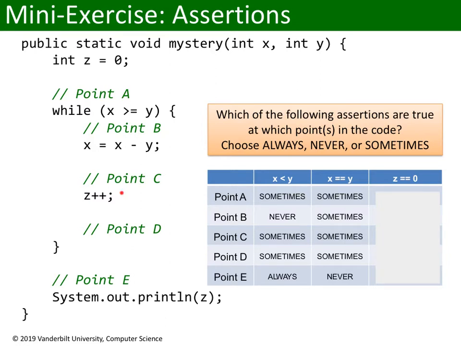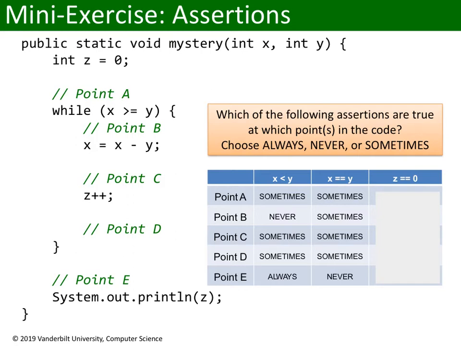So inside this loop, we are going to adjust the value of z. And we're not testing to see what the value of z actually is, so there's no constraint on the value of z. So at point B, we would say sometimes, because if this loop progresses through and comes back around, at point B, z would be 1. So we actually don't know if z will have the value 0 at point B or not. The same thing goes for C and D.